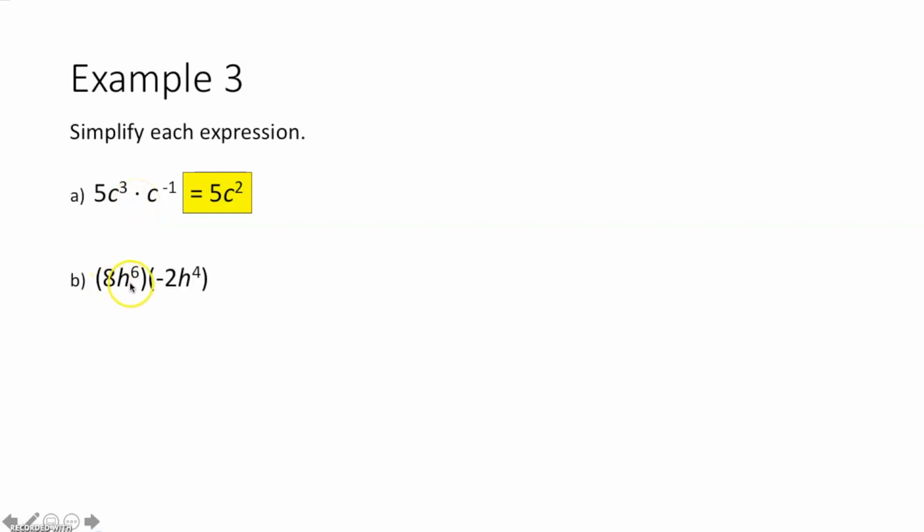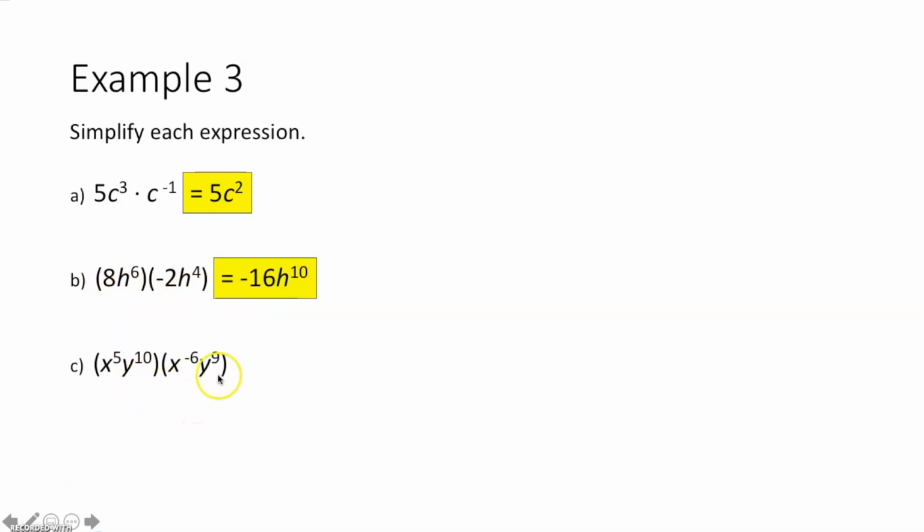Here, we have 8h to the 6th times negative 2h to the 4th. So here, when you're multiplying two monomials together like this, you're going to take the 8 and the negative 2 and multiply those together. So what's 8 times negative 2? That's going to be negative 16. Now what's h to the 6th times h to the 4th? Well, again, multiplying like bases, you add those exponents together. So what's 6 plus 4? That's going to be 10. So it's going to be negative 16h to the 10th power.